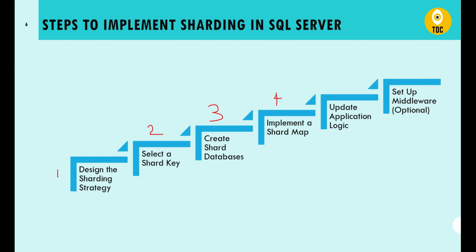Which location data has to go to which shard, that implementation you have to do. If you are using a SaaS application, any social media application, or any application that uses this data, you have to update the logic there so that the application knows which country's data is in which shard, right? Finally, if you have a middleware for querying or routing and data aggregation across the shards, you need to set that up as well. It's an optional one, right?